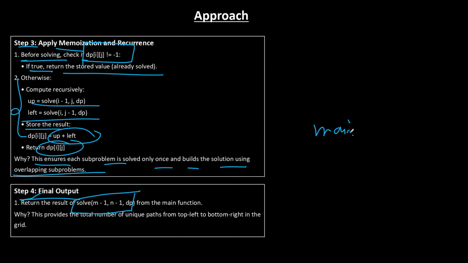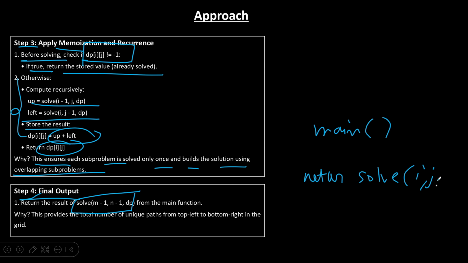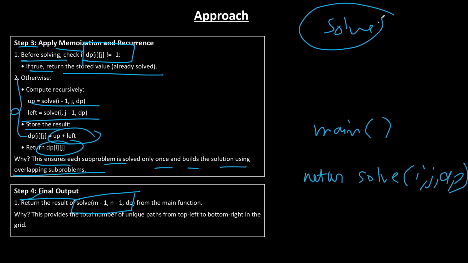Suppose this is the main function which is given to us. Here we will just return the function solve, which takes i and j along with the DP, because this function will finally give a solution to us. So here we will return it. I hope you understood the approach explanation. Now let's move to the next slide.